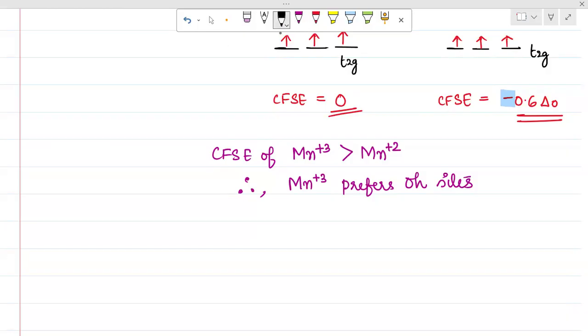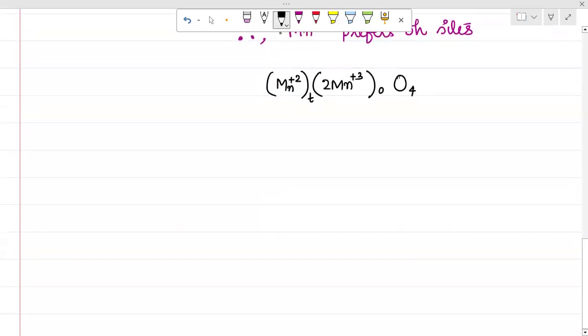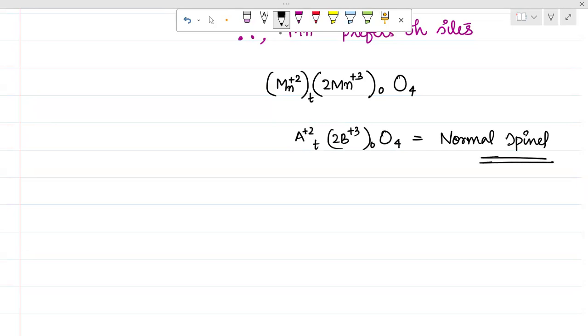Okay, so how would we write the formula? Mn+2 we have, and we have 2 Mn+3. We already said that Mn+3 prefers the octahedral site. So the other one would automatically go to the tetrahedral site, and we have ligand O4. What is this equal to? A+2 tetrahedral, 2B+3 octahedral O4, and this gives us a normal spinel. Normal spinel. So this is how you do it.